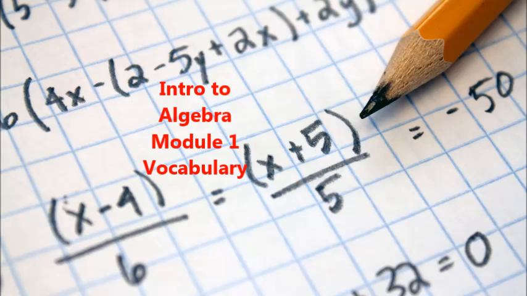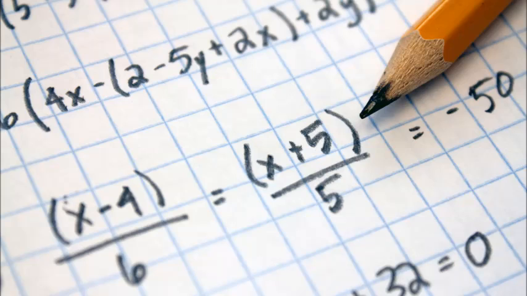It's time to review some vocabulary for math class. We're talking about introductory algebra. It's very exciting. The first word we're going to look at is coefficient. A coefficient is a number used to multiply a variable. A number used to multiply a variable, that's a coefficient.